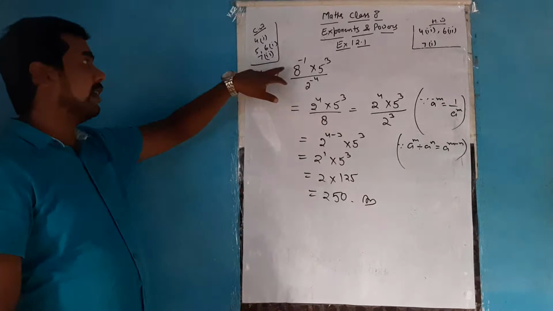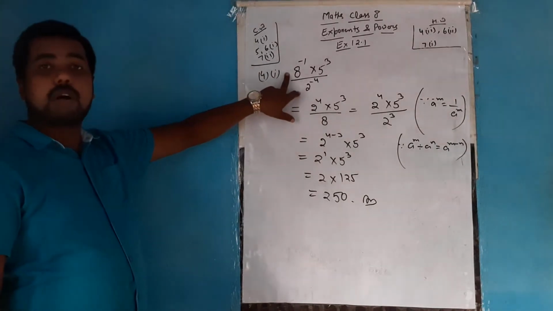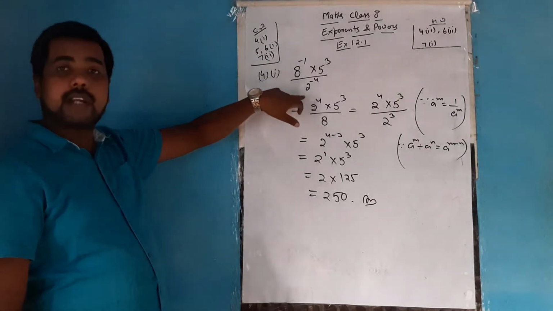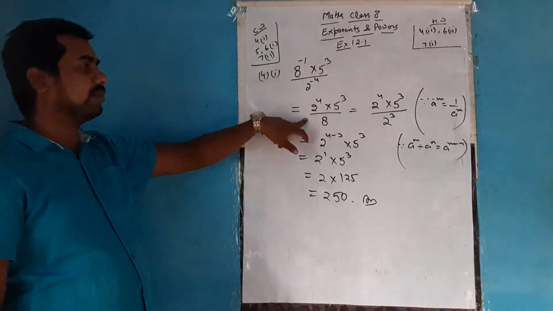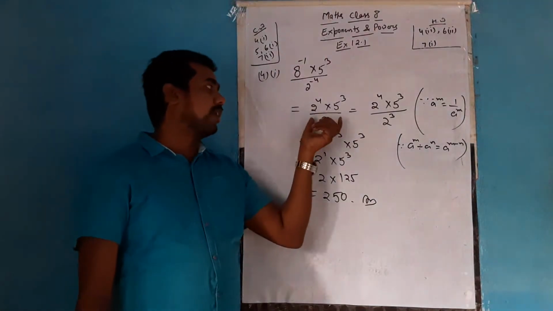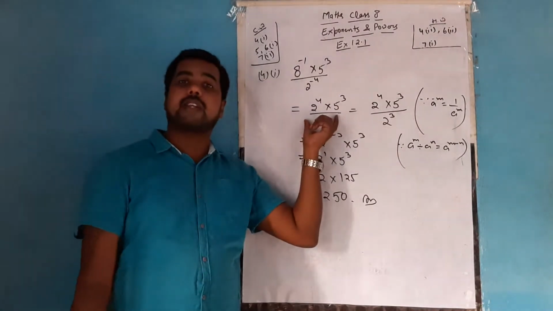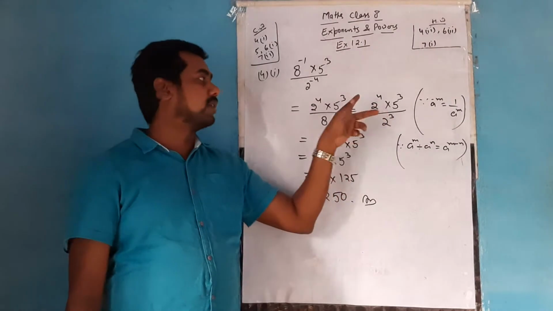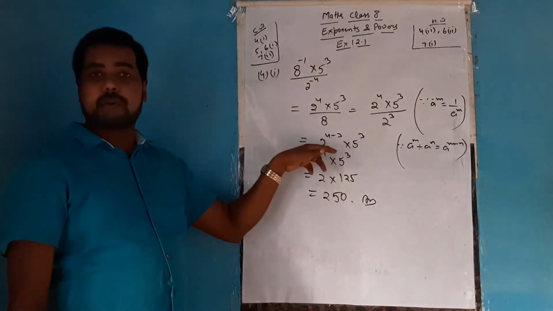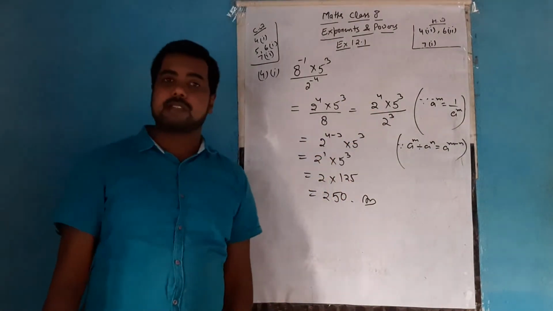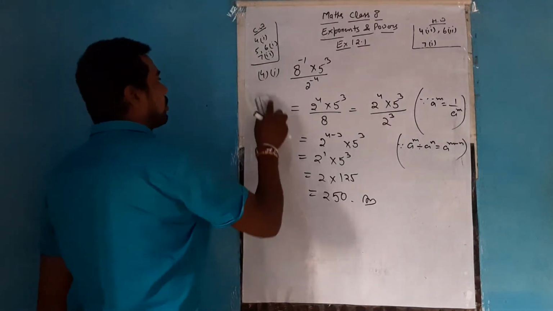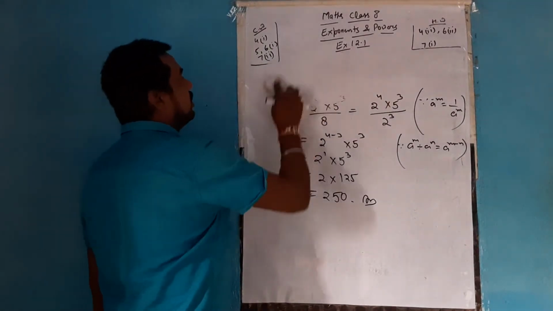So I am telling you again, whenever you see a negative power, first take the reciprocal. So the numerator will come to the denominator and the denominator will go to the numerator. Now 8 is a composite number, we need to write it in the form of prime factors. That came out as 2 power 3. Now we will subtract the powers and then simplify. This is the first part of question number 4.